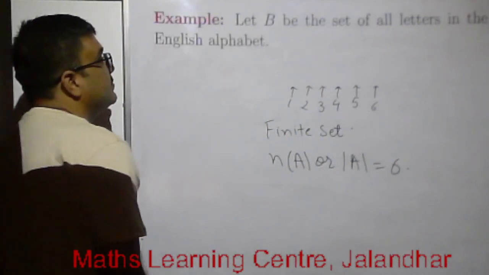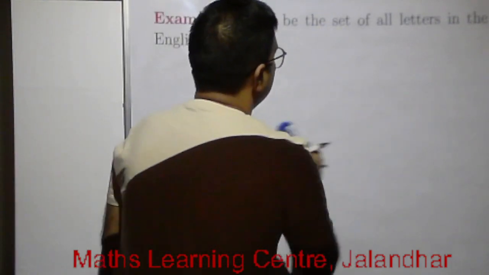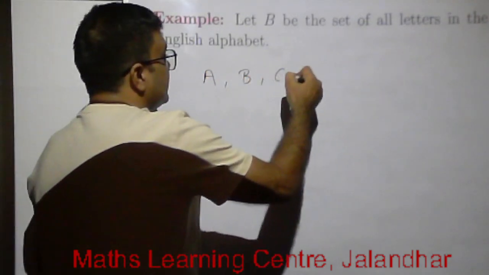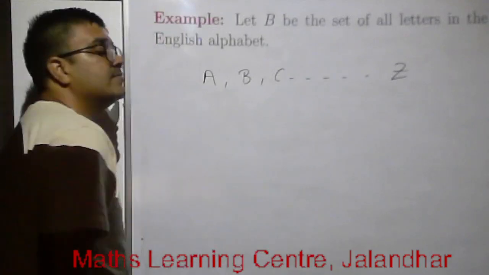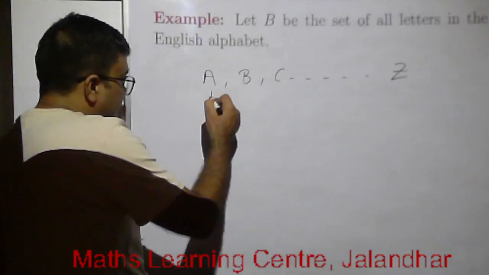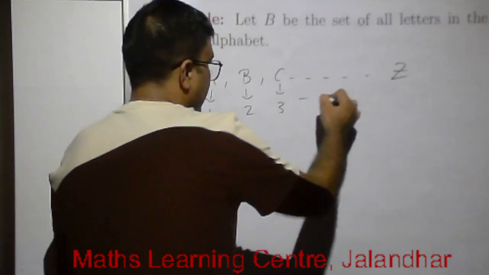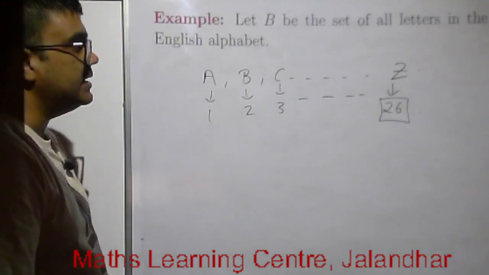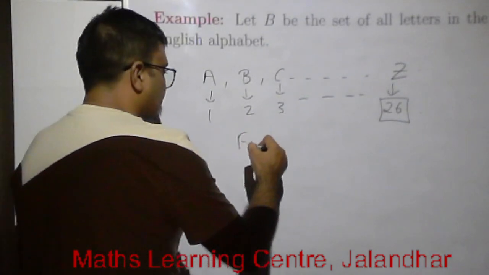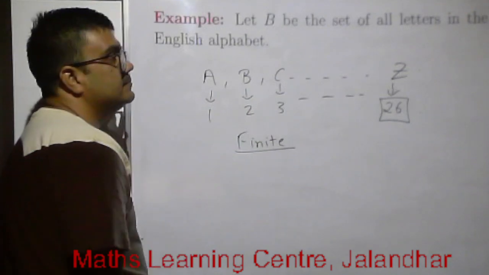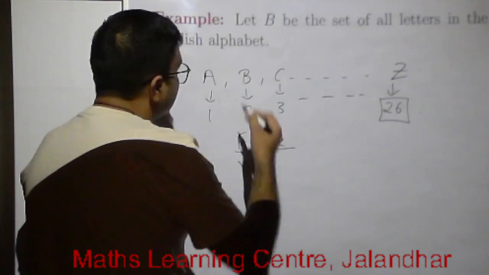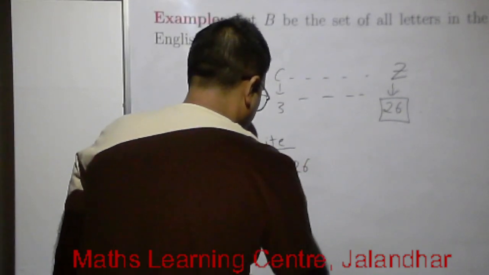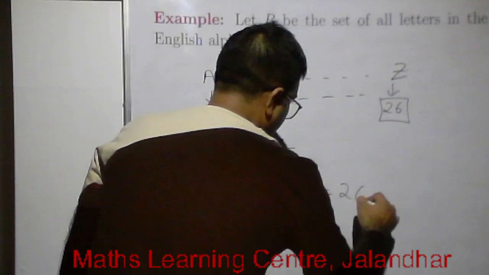Consider another example. We have a set B. It is all the letters in the English alphabet: A, B, C, and so on up to Z. Assign the numbers 1, 2, 3, and so on up to 26. The process of counting comes to an end. This is a finite set. The number of elements in the set B is 26, or we are saying the cardinality of B is 26.